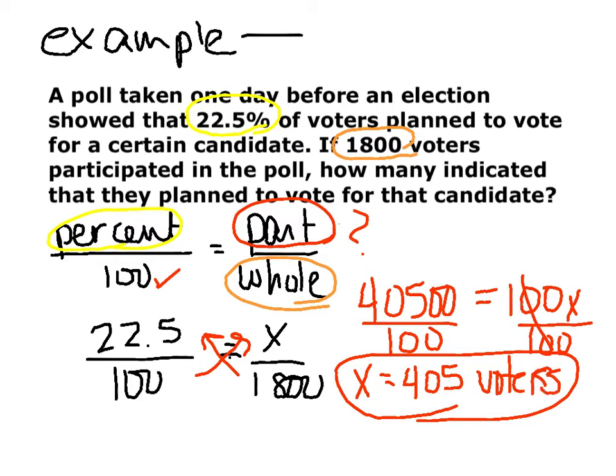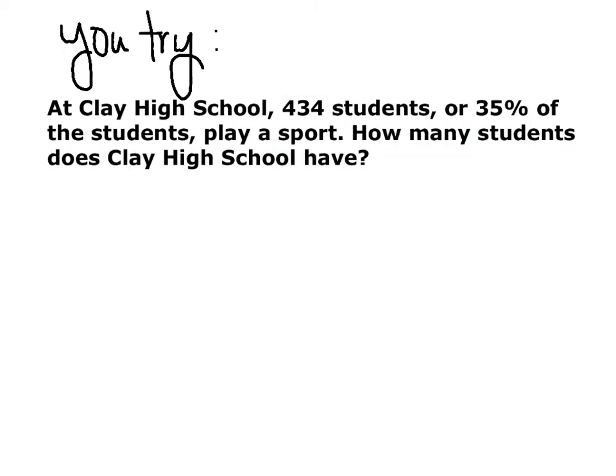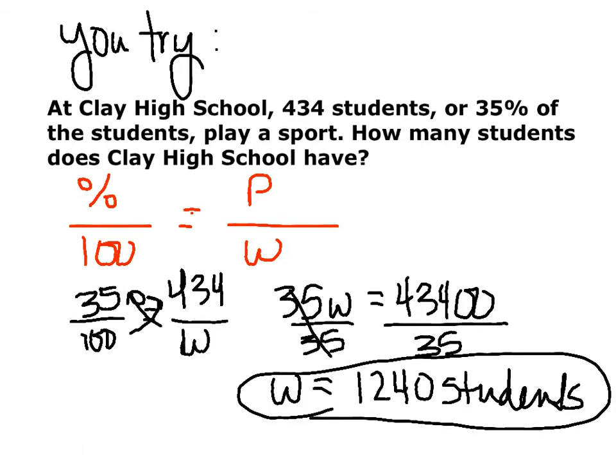Nice. On your own. At Clay High School, 434 students, or 35% of the students, played a sport. How many students does Clay High School have? Set up your equation. Okay, percent over 100 equals part over whole. There's 35% that play sports, or 434 students. How many are in the high school altogether? Set up your proportions, do some multiplication and division. You have 1,240 students total.